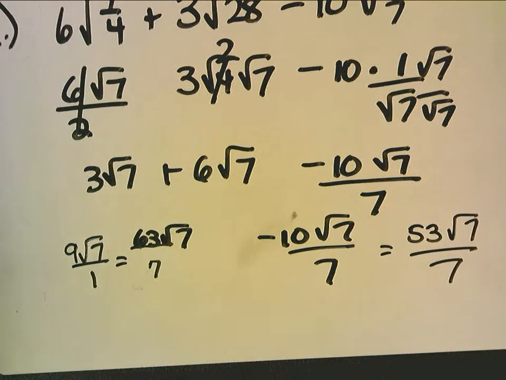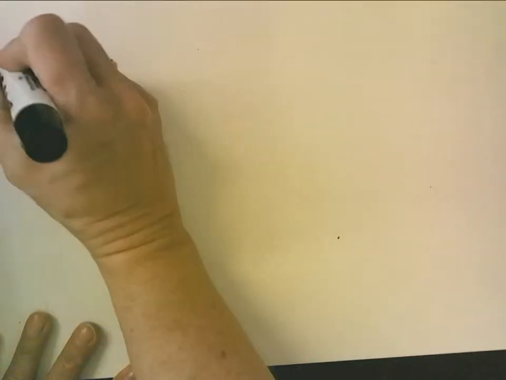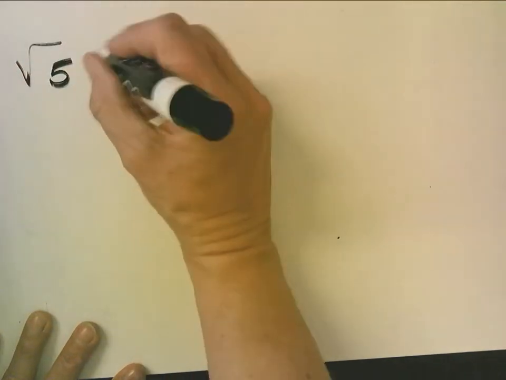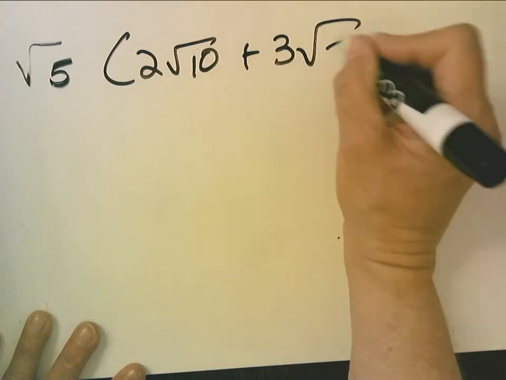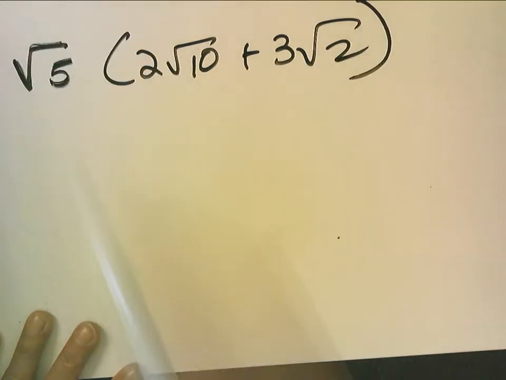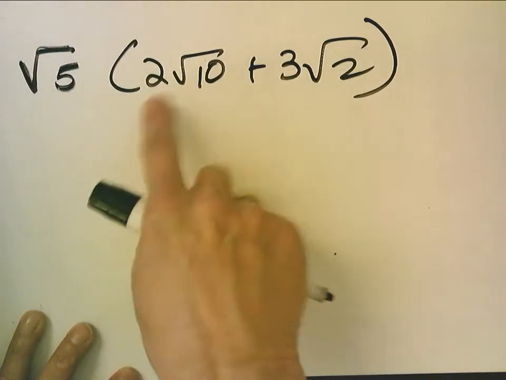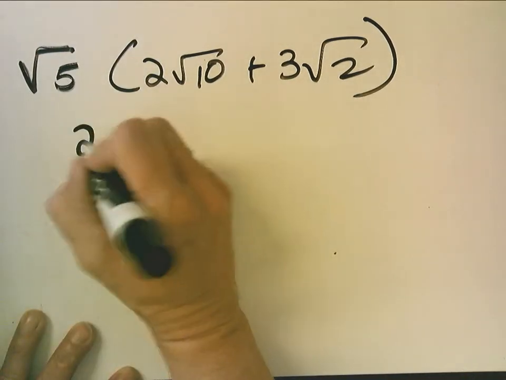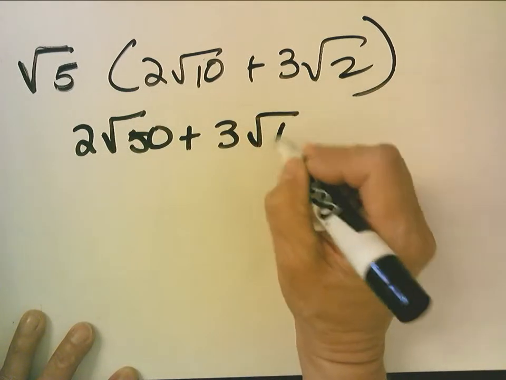And again, if you didn't get it, try it again, look at it until you do get it. Okay? Now, looking at the next example, we're just going to practice some multiplying with radicals. Now remember, radical multiplies radical, number multiplies number. So when I multiply 2 root 10 times root 5, it becomes 2 root 50 plus 3 root 6.